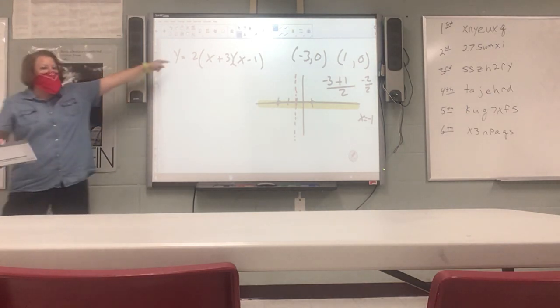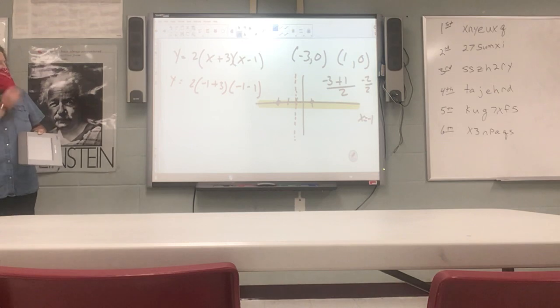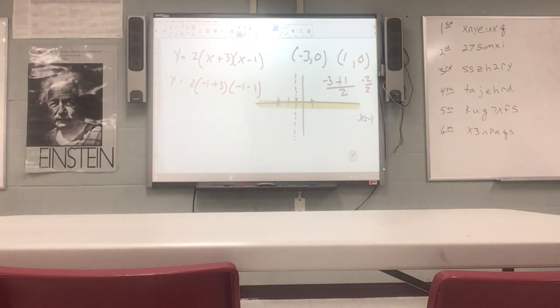Very good. And we got 2 x's to plug it in for. So our y is going to equal 2 times -1 plus 3 times -1 minus 1. Okay. So in my parentheses first, in the order of operations, -1 plus 3 is 2. And -1 minus 1 is -2. So now I've just got multiplication, so I'll go left to right. 2 times 2 is 4, times -2 is -8.